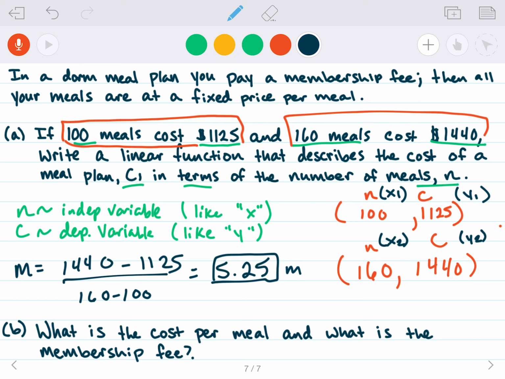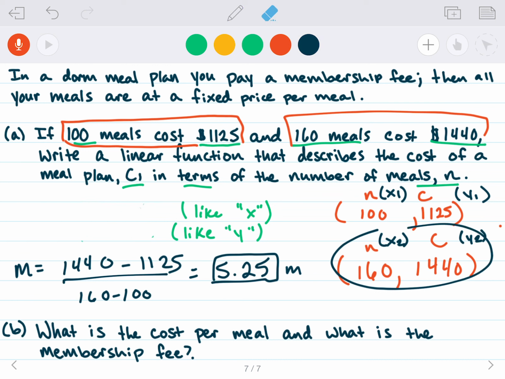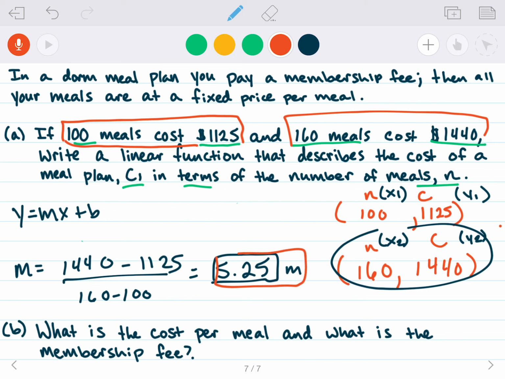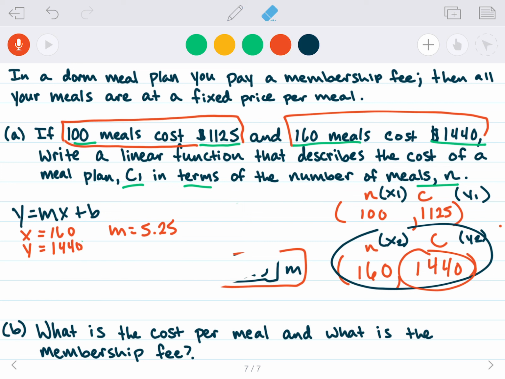And now we need to figure out what our B is by using one of these points. I'm going to use this point right here to figure out what B is. So we do it like we've always done it. Y equals MX plus B. And we're solving for B. Now we know what M is. M is 5.25. And we have an x, comma y. So we have x is 160 corresponding to the output value of 1,440. And we just figured out that m was equal to 5.25. So let's use this information to now find b. And then we'll be able to write our equation.